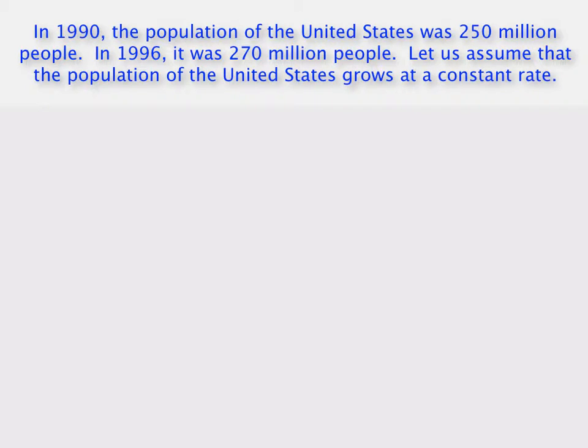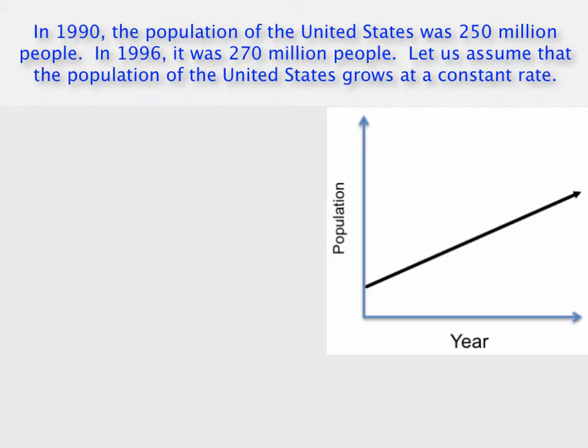Alright, last example. In 1990, the population of the United States was 250 million people. In 1996, it was 270 million people. Let's assume that the population of the United States grows at a constant rate. Again, that's a huge assumption. That's the assumption that's going to let us model this using a linear equation. Of course, is a linear equation always going to be the best way to model things? Probably not, but maybe it'll help at least a little bit.